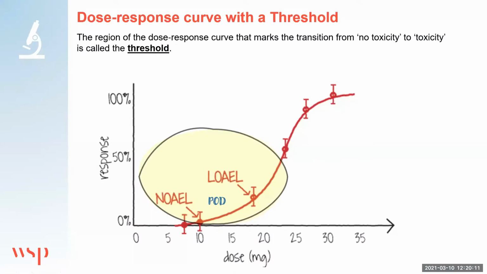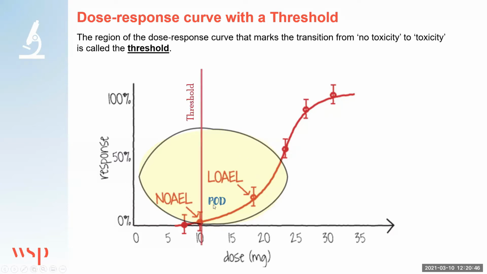Okay, so here we're looking at a dose response curve for a chemical with a toxicity threshold. The dose is down here on the bottom, just arbitrary values, and the response is here on the y-axis. The region of the dose response curve that marks the transition from no toxicity to toxicity is called the threshold, and that's the threshold there.